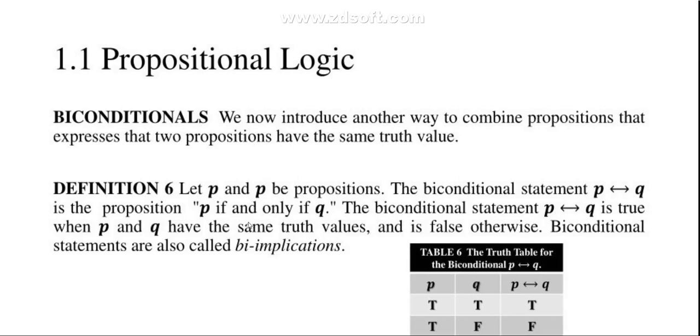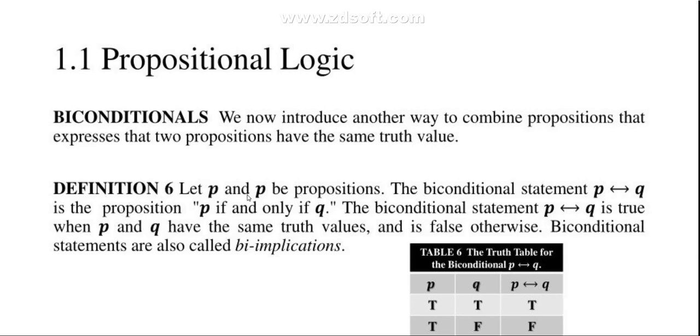We have another kind of conditional. What is a biconditional? A biconditional means P over Q and Q over P. It's like an operation from both sides. So we now introduce another way to combine propositions that expresses that two propositions have the same truth value. Now coming to definition 6 for propositional logic.